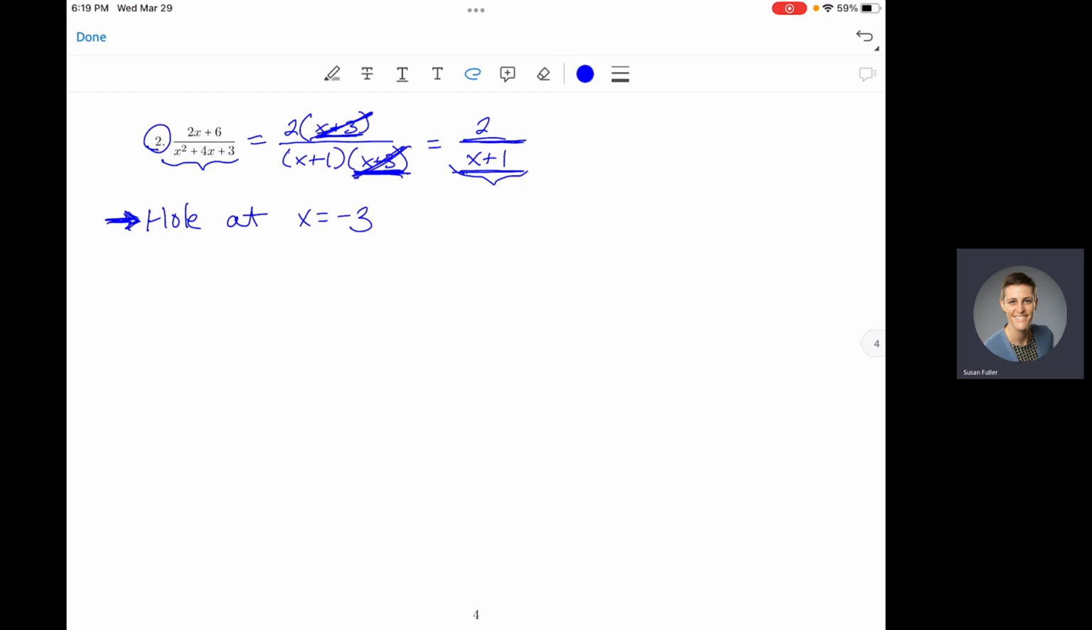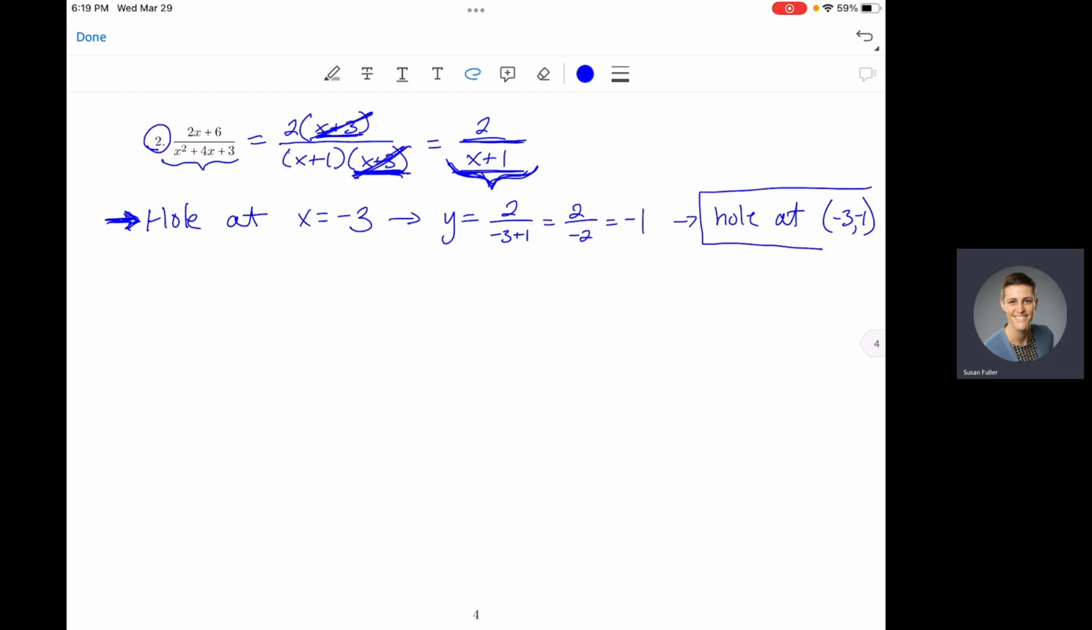And a hole is technically an ordered pair. So to get your y value, you're going to take this x equals -3 and plug it into this simplified version here. And so the y value at x equals -3 is going to be 2 divided by -3 plus 1. That's going to be 2 divided by -2, which gives us -1. That means overall, our hole is going to be at the ordered pair -3, -1. So I'm going to have an open circle, a hole at that ordered pair.